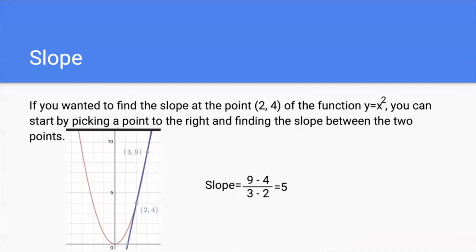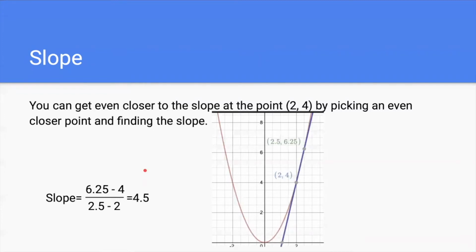So let's say, for example, you want to find the slope at the point (2, 4) of the function y equals x squared. To do that, you can start by picking a point to the right of (2, 4) and finding the slope between those 2 points. So for example, you can pick (3, 9) and find the slope between (3, 9) and (2, 4). And you can get even closer to the slope at the point (2, 4) by picking an even closer point and finding the slope between those 2 points. So for example, you can pick (2.5, 6.25) and find the slope.